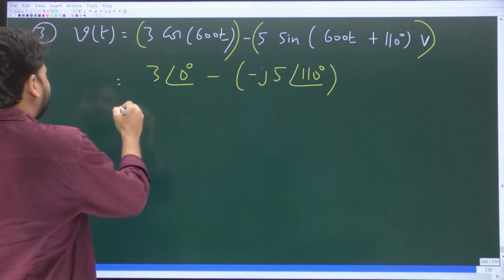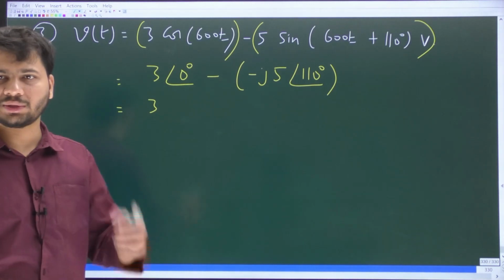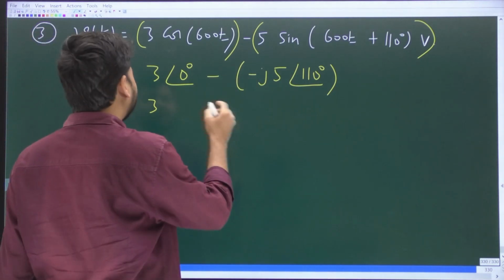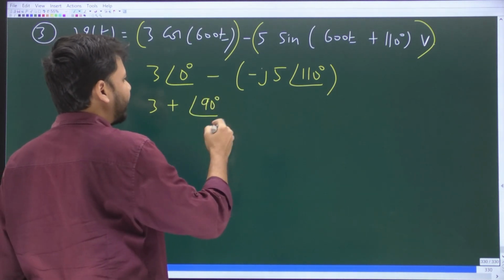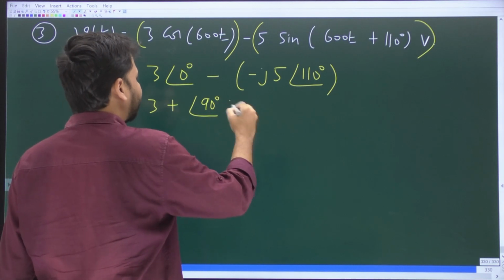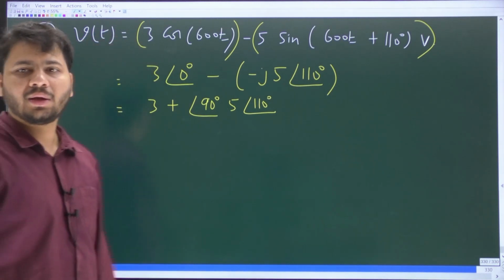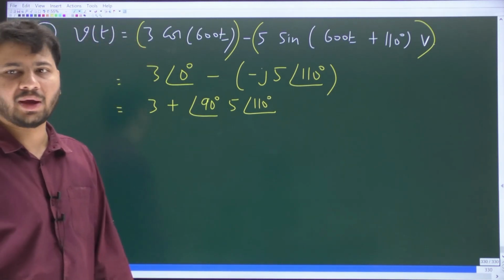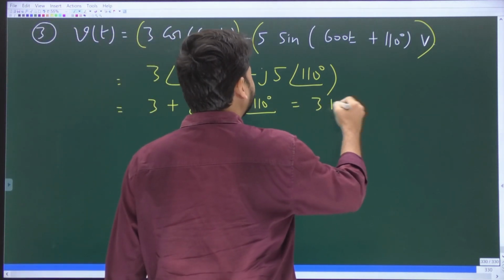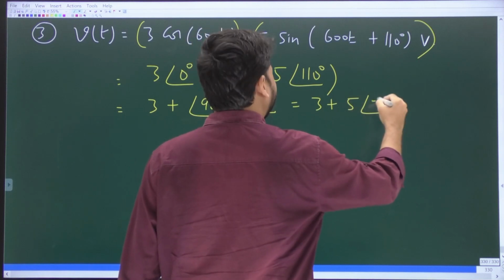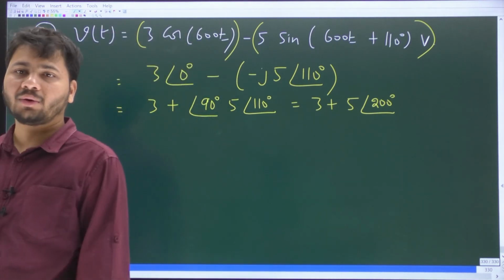That's all. Again, 3 angle 0 degrees is just 3, because angle 0 degrees is 1. And then minus of minus, it becomes plus. And j can be written as angle 90 degrees. And then 5 at an angle 110 degrees. Angle 90 degrees into angle 110 degrees, you can simply add up the 2 angles. It becomes angle 200 degrees. So is it not same as 3 plus 5 at an angle 200 degrees? Yes. 3 plus 5 at an angle 200 degrees.